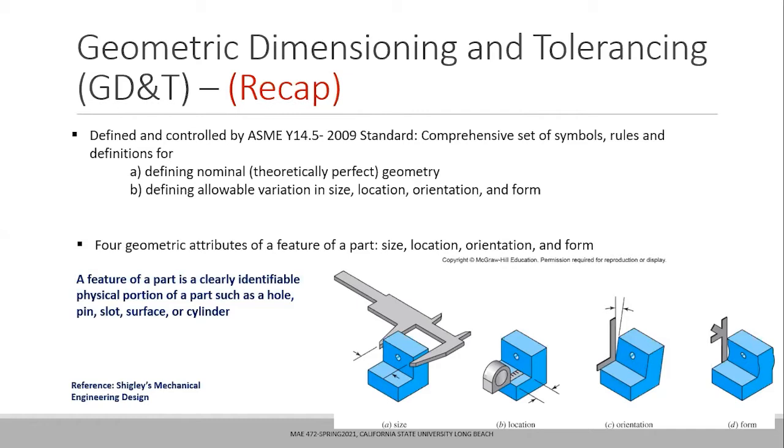But is there any other thing? Professor, can you save money on the manufacturing? Yes, exactly. So basically this allowable variation in the size, location, orientation, and form is provided just for making sure that the part that is getting manufactured is within a certain cost limit. So it is able to get fabricated within a specified budget.